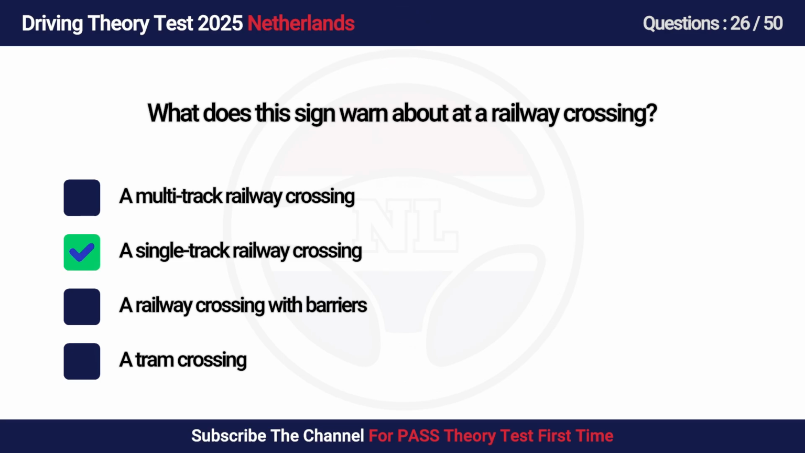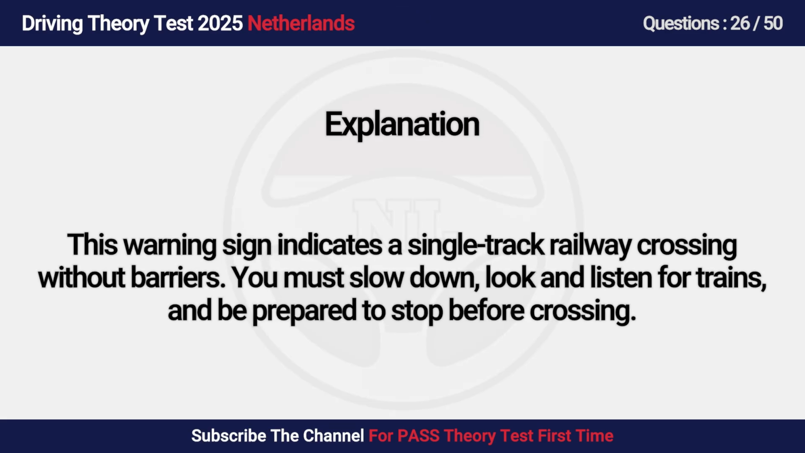Answer is B. A railway crossing. This warning sign indicates a railway crossing without barriers. You must slow down, look and listen for trains, and be prepared to stop before crossing.